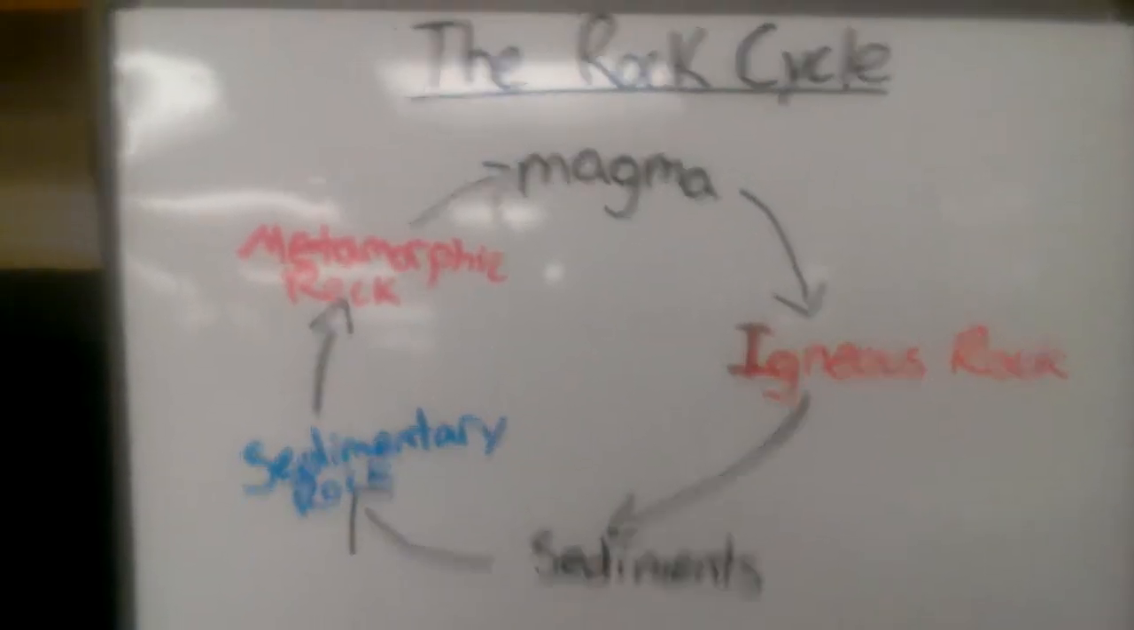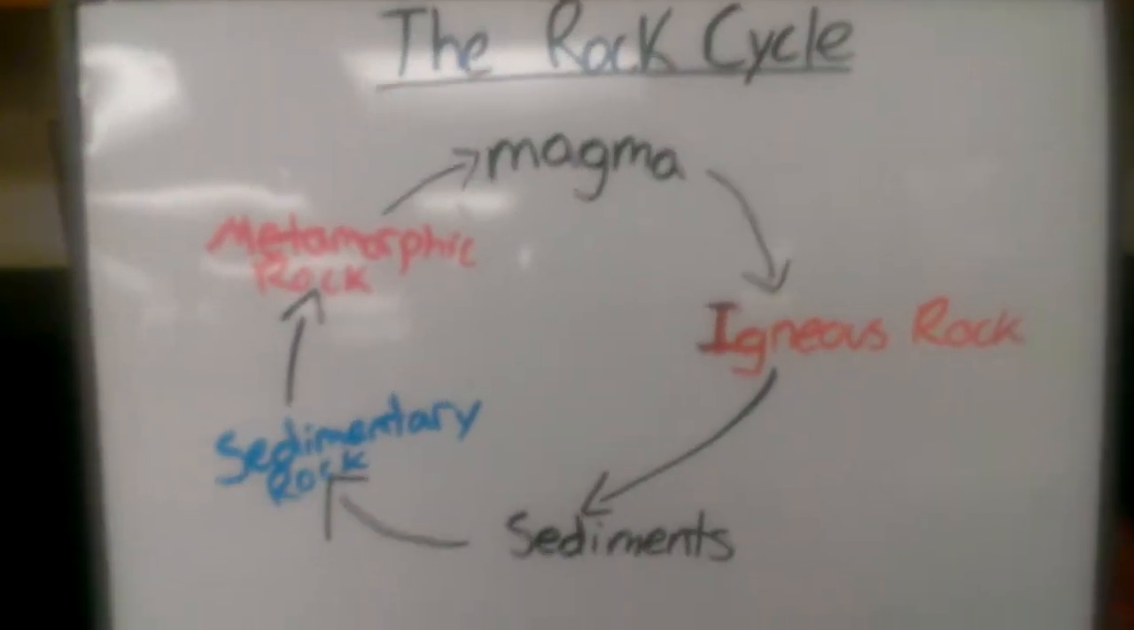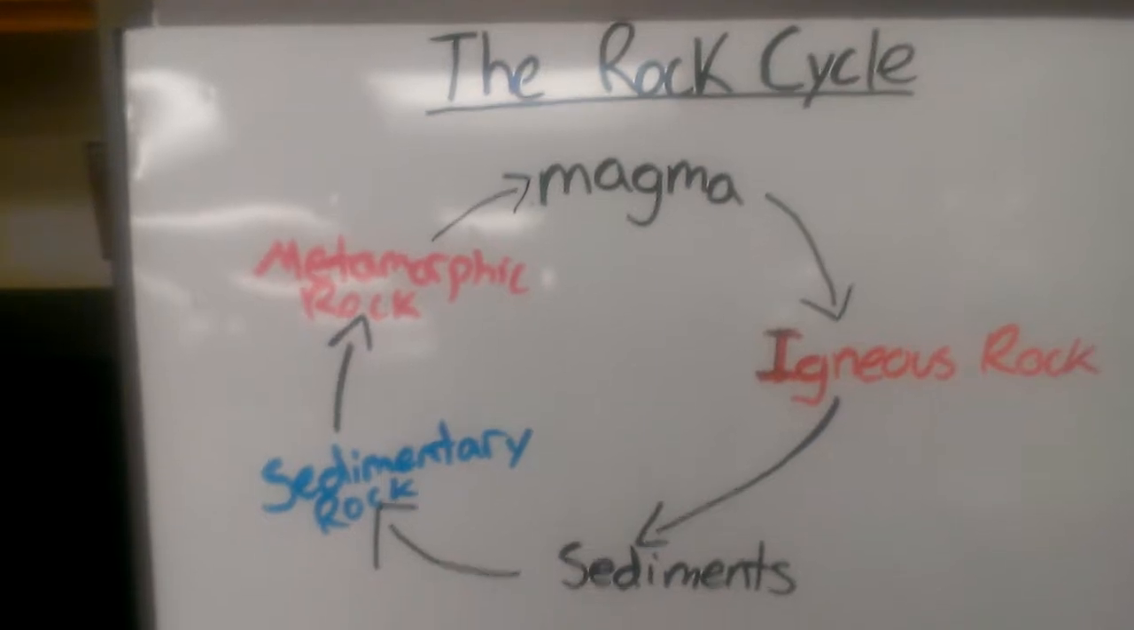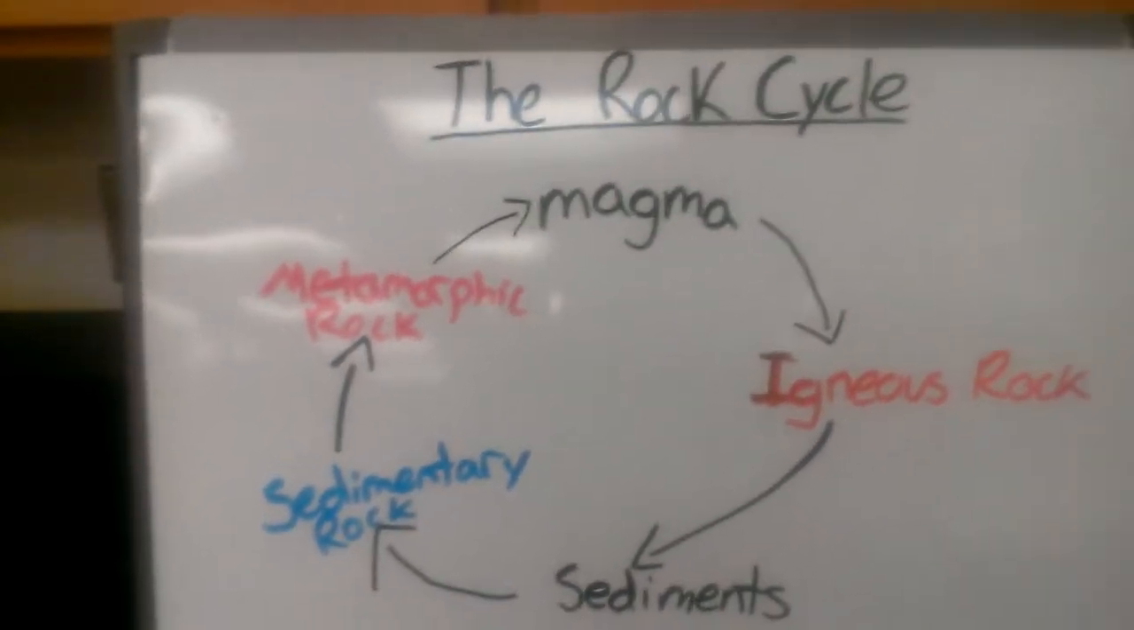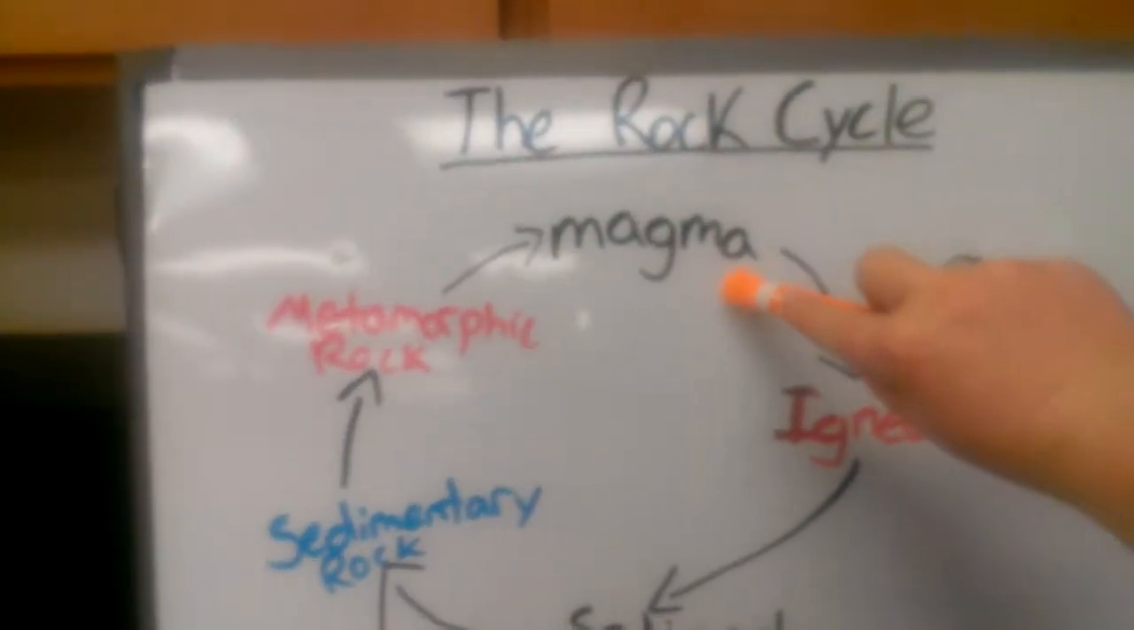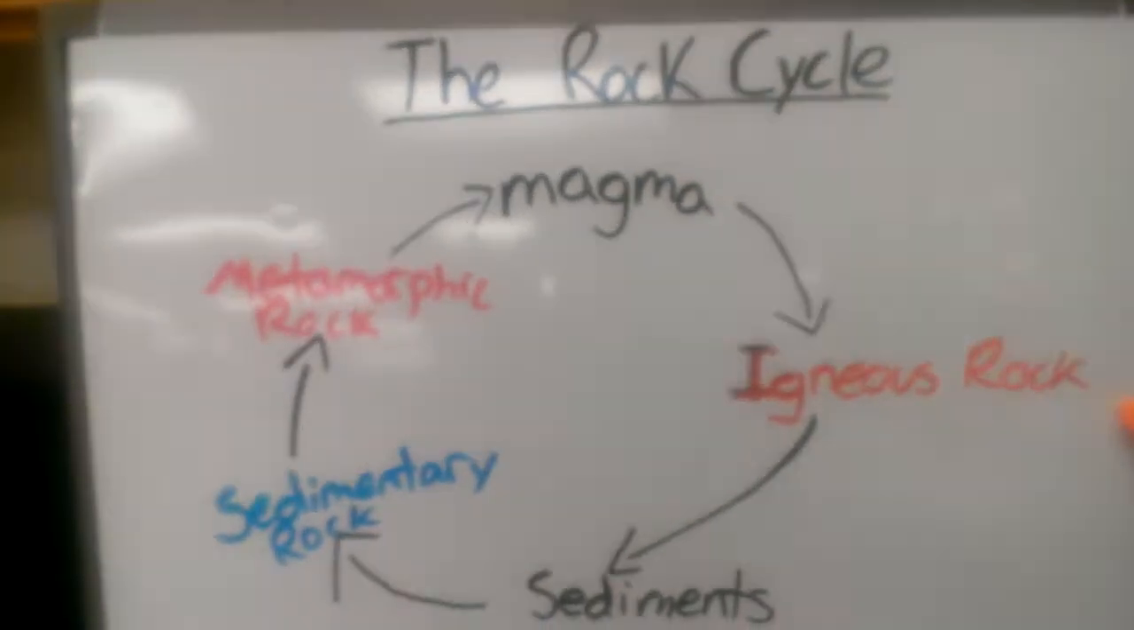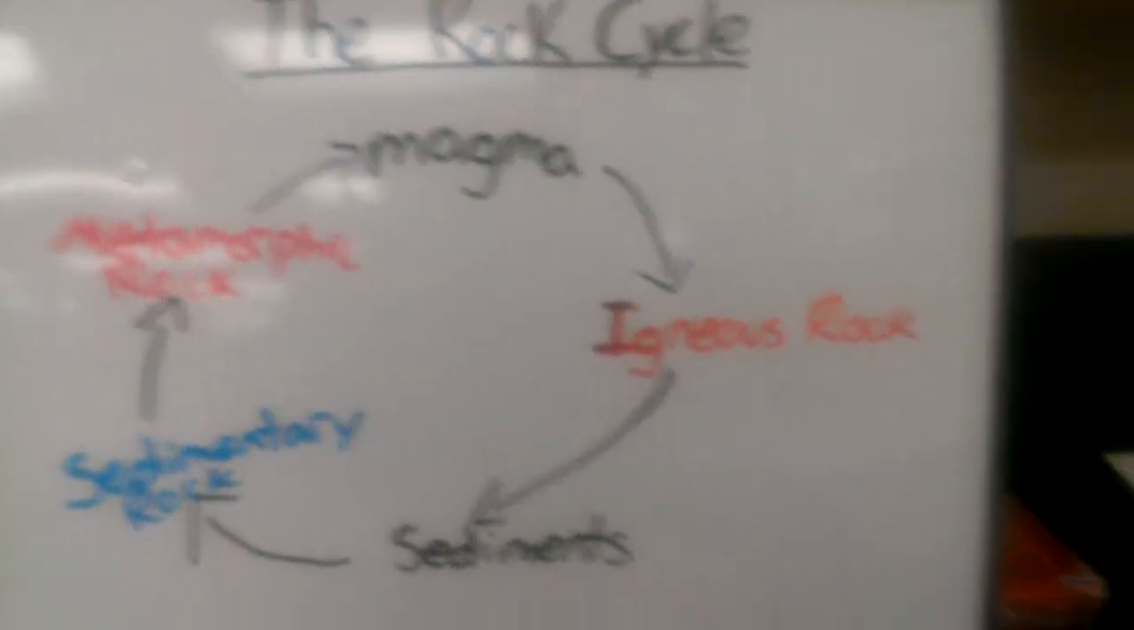Alright, today we're going to talk about the rock cycle. So, when we talk about the rock cycle, we're going to have to go through each type of rock. So we're going to start with magma. What happens to magma to turn it into an igneous rock? Well, it's going to go through a process known as crystallization.